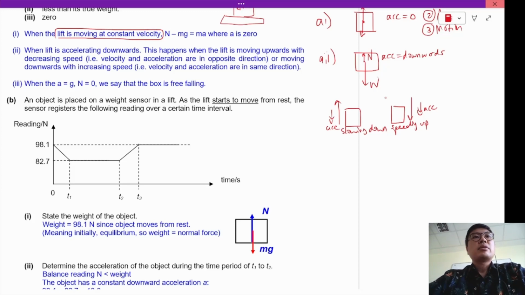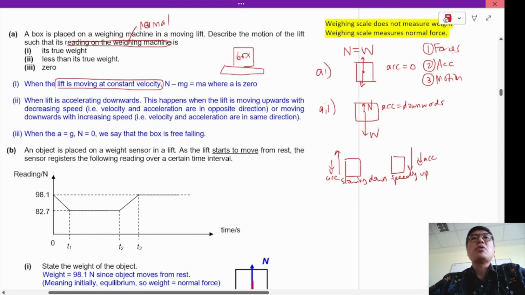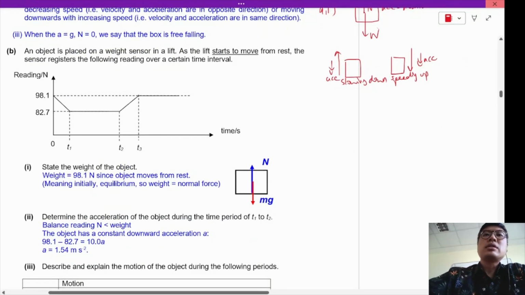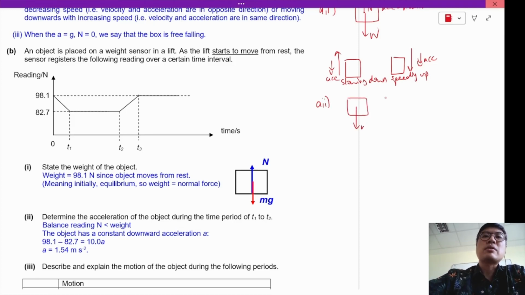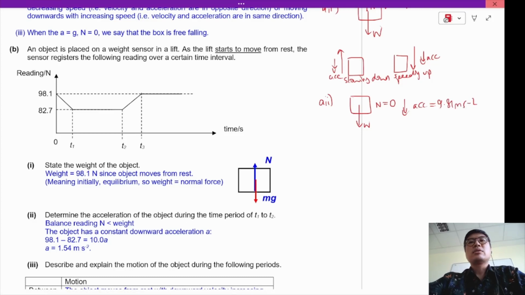Next, describe the motion of the lift such that the reading on the weighing machine, or normal, is 0. So let's take a look at the third case. When the reading on the weighing machine is 0, that means there is a weight, but the normal equals 0. This only occurs when the acceleration equals 9.81 meters per second squared. So that means the box is in free fall. I don't think it's even in the lift anymore. Maybe you took it outside and then you dropped it. So in this case, when the normal is 0, it's not touching the weighing machine, so it's in free fall.